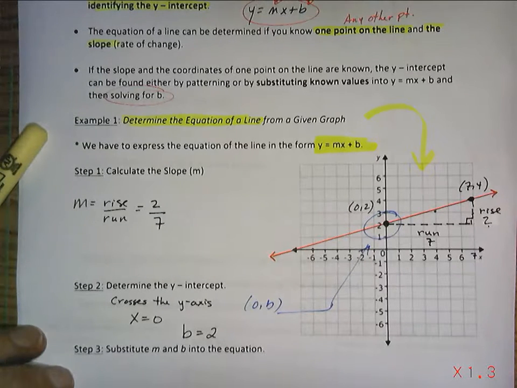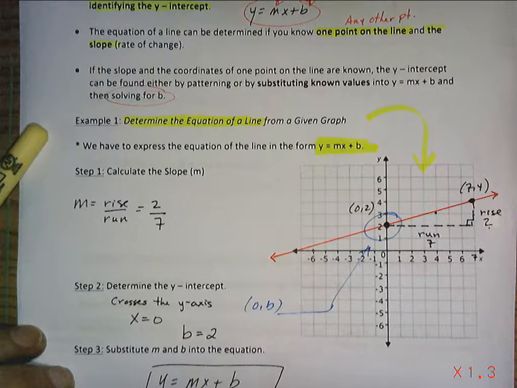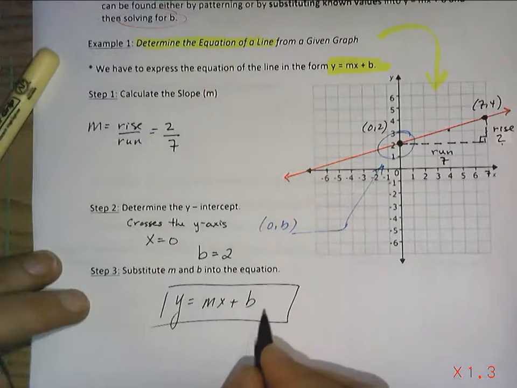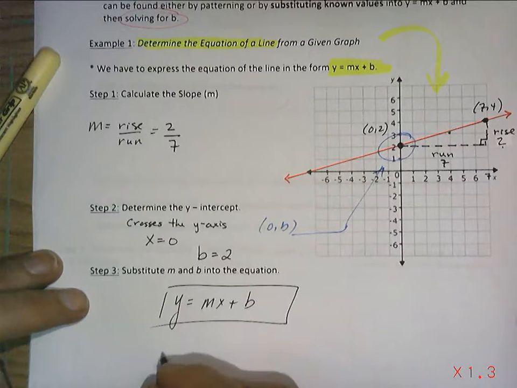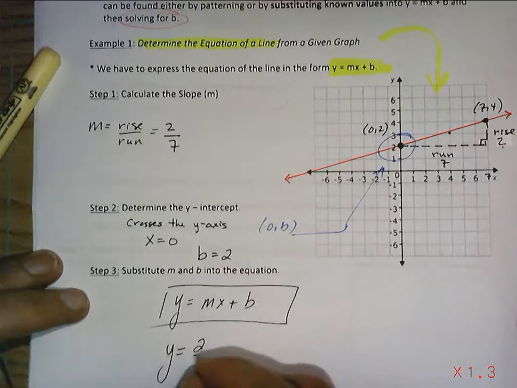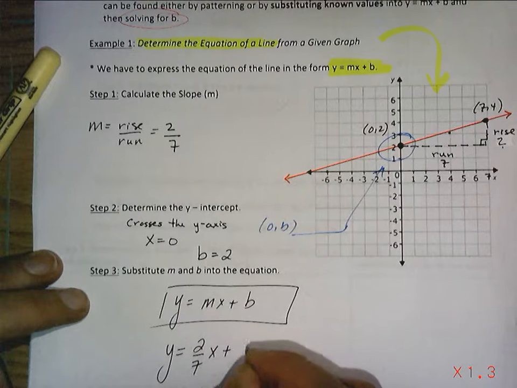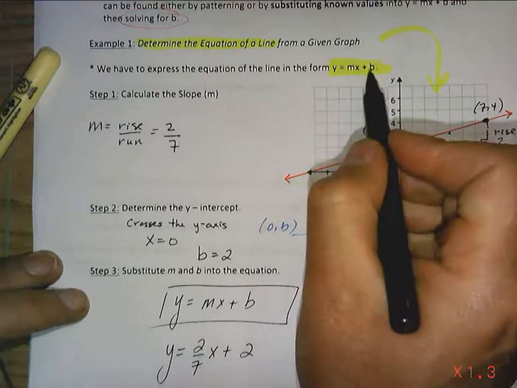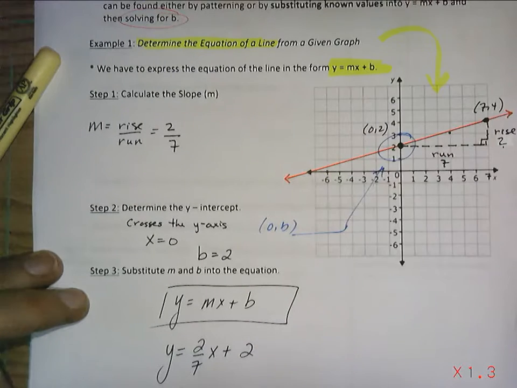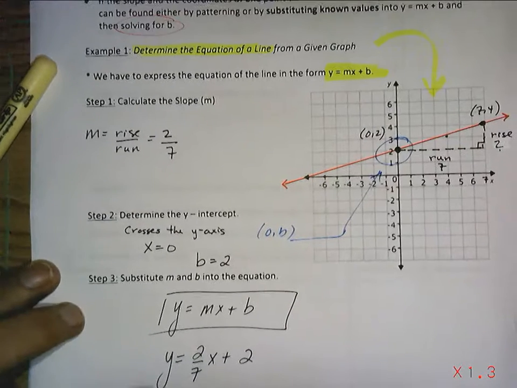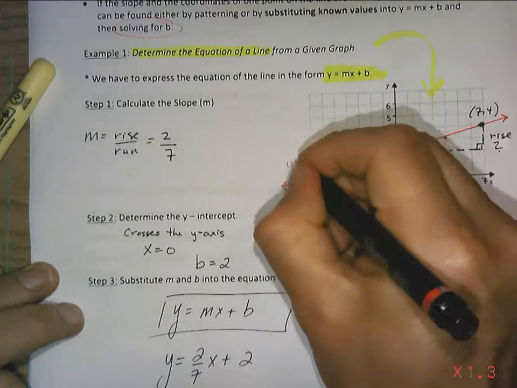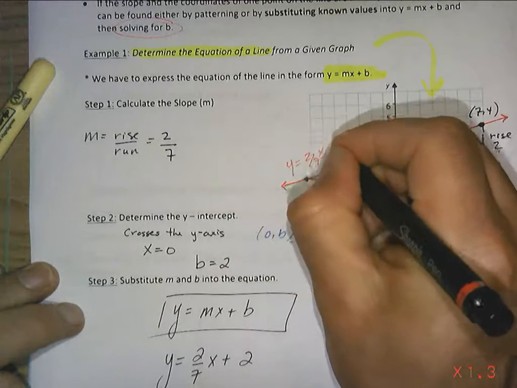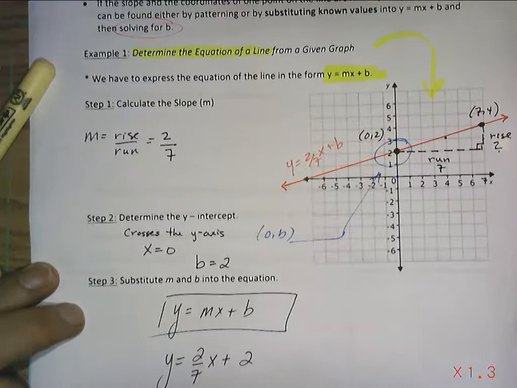So now substitute both m and b into the equation. The original equation is y equals mx plus b, where m is the slope and b is the y-intercept. So our equation will be y equals 2 over 7 x plus 2. And there you have it. We have our equation of our line in y equals mx plus b. That is the equation of that line.